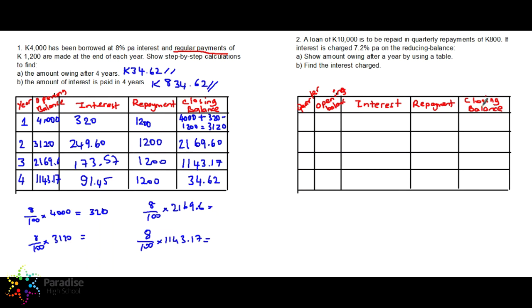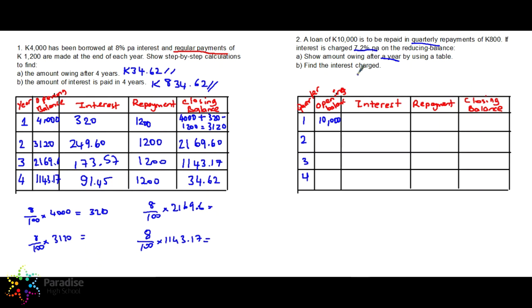Okay, let's fill it up. Now, the question, show amount owing after a year by using a table. After a year. In 1 year, how many quarters do we have? We have 4 quarters. 1, 2, 3, 4. What is the opening balance? 10,000 kina. In this question, you have to be very careful. Why? Because interest is given 7.2% per annum. However, your repayment is quarterly. Therefore, since your repayment is quarterly, your interest rate must be quarterly.